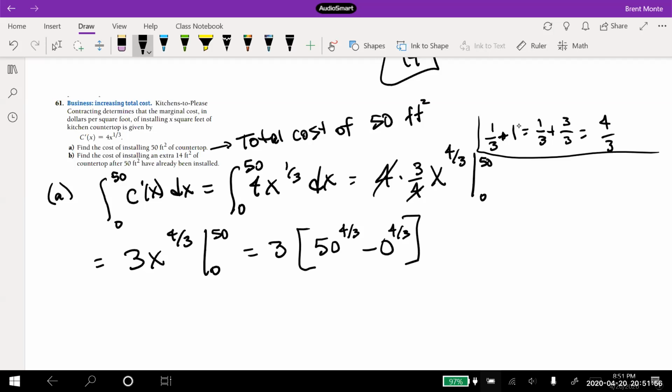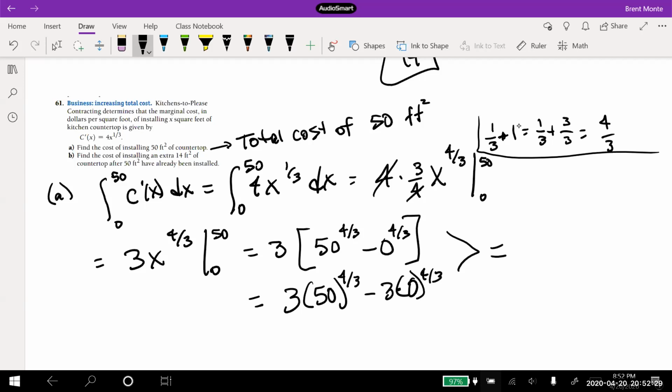Or you can leave the 3 in there and say, oh, it's 3 times 50 to the 4/3 minus 3 times 0 to the 4/3. It doesn't matter which way you do it, because of the distributive property, you can distribute it in, you can leave it factored out. Either way is going to give you the same answer. And so the answer either way, notice that second part of the whole thing just goes to 0. Either way, it's just 30 times 50 raised to the power.